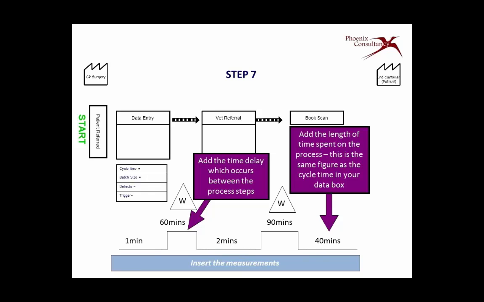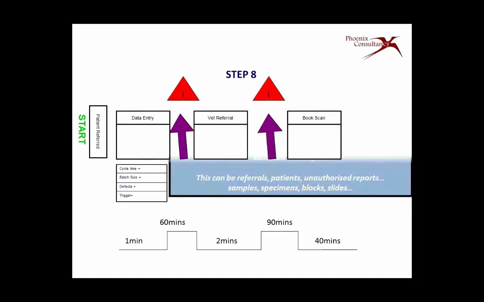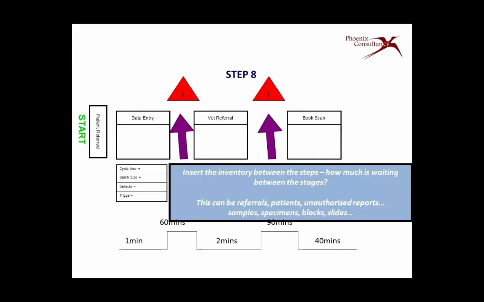But to do that, you're going to need the next step, which is actually calculating the inventory. What is sitting where, waiting to be worked on between process steps? Now, inserting the inventory between steps, immediately you're creating a warning triangle. And remember, inventory accumulates where flow is stopping.